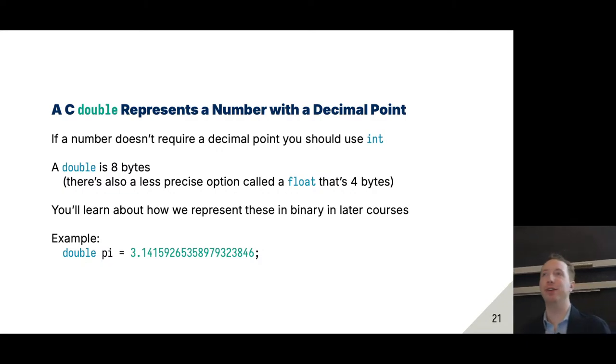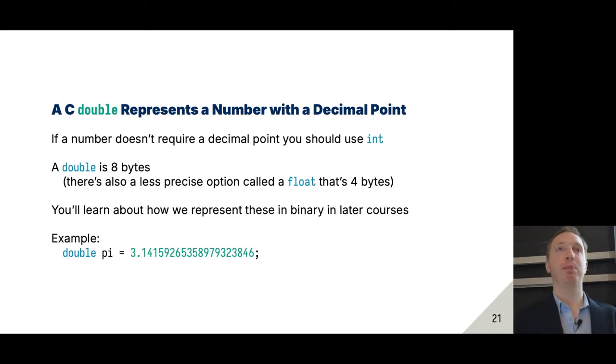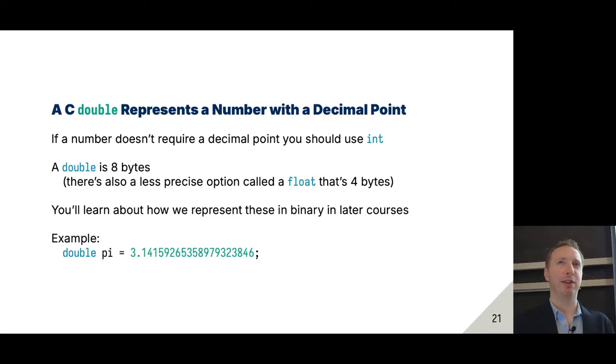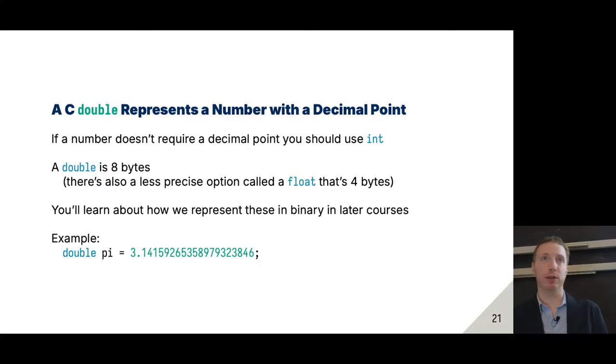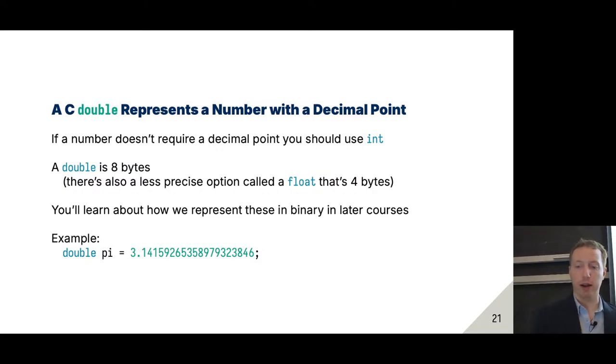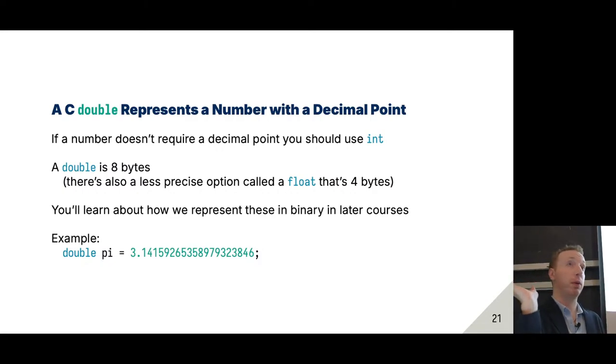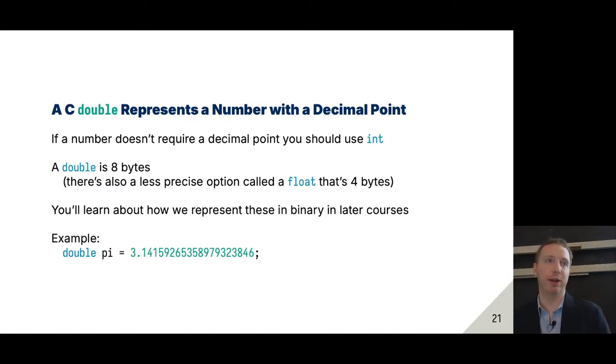The reason it's called a double is because there's a less precise version called a float, which is short for floating point. It has to do with the way computers represent the decimal point, so they can move it around. If that doesn't make sense, don't worry. You'll learn how they are represented in a later course, not this one. In this course, we won't use a float. We're only going to use doubles. A double is just double the size of a float. That's why it's called a double. We don't really have good names in computing. I don't know why.